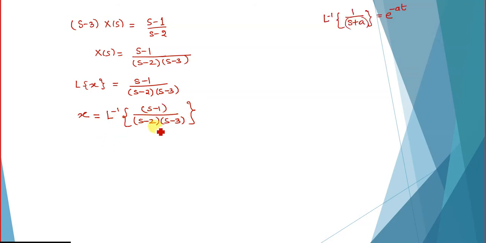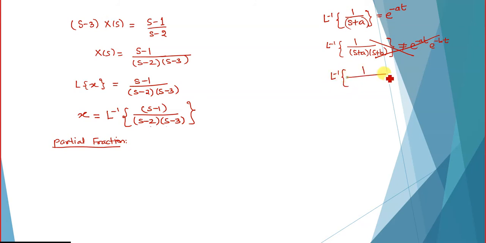To find the inverse Laplace transform, as these two terms are in product, we have to use the method of partial fractions. The reason is that we know the Laplace inverse of 1 over (s plus a) is e to the power minus at. But if it is 1 over (s plus a)(s plus b), we cannot write it as e to the power minus at times e to the power minus bt. This property does not hold.